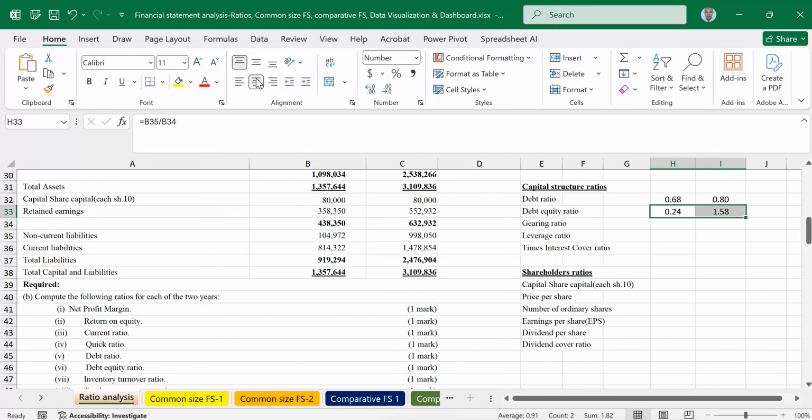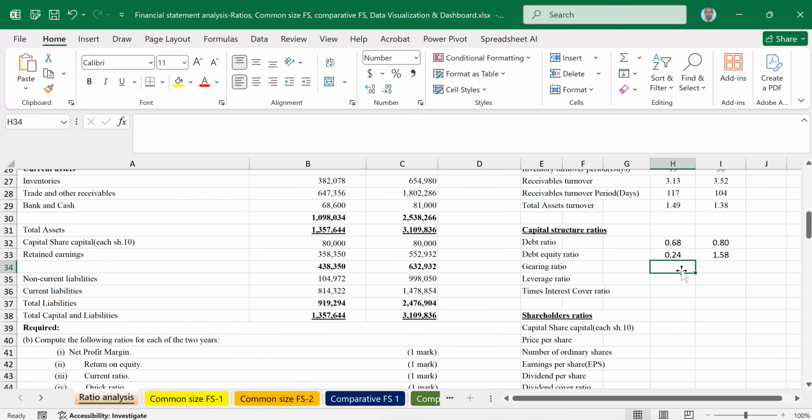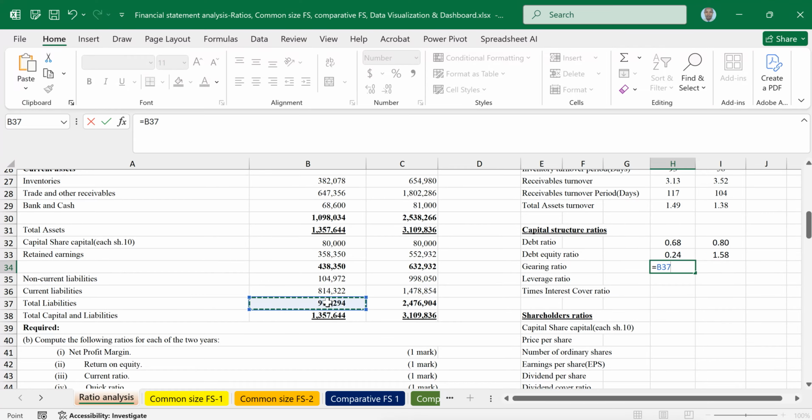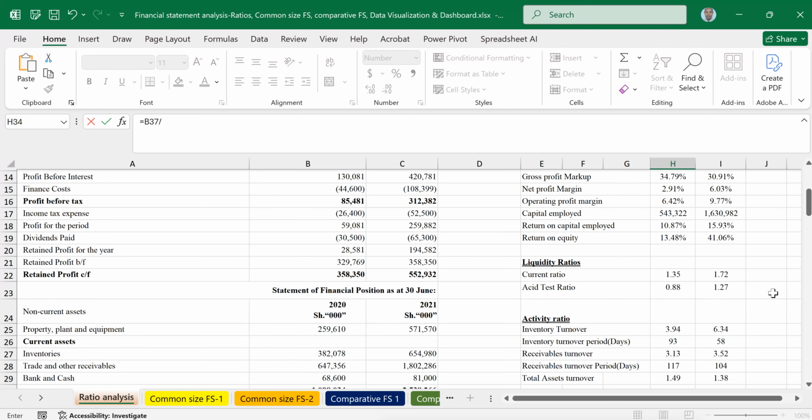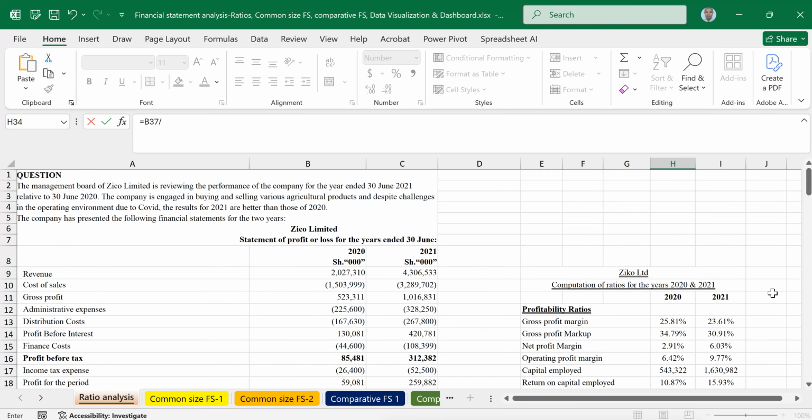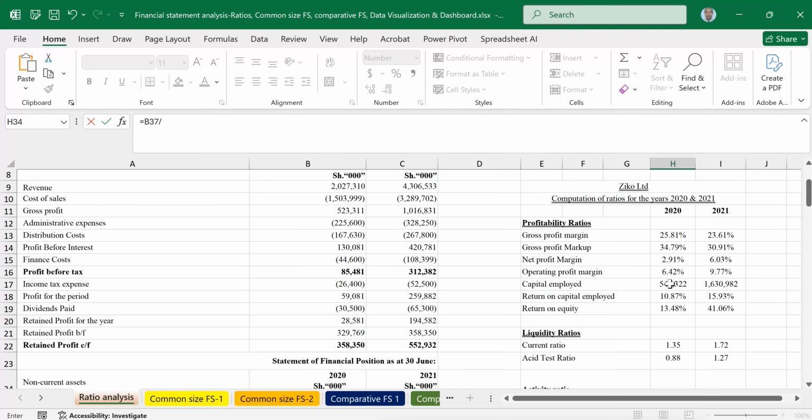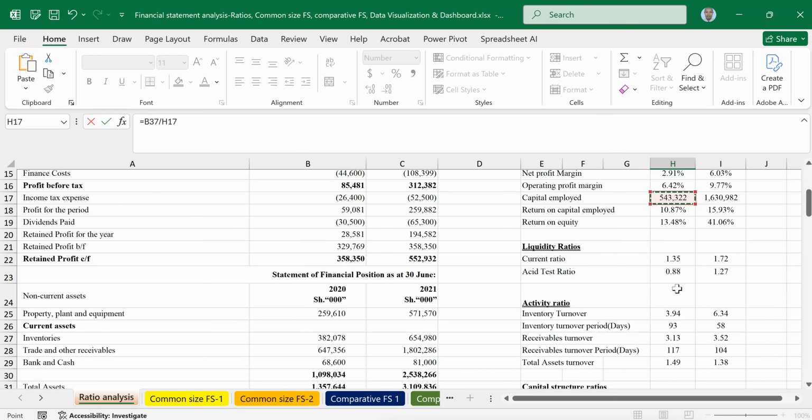The gearing ratio is debt over capital employed. Debt capital over capital employed. Debt capital is which one? Long-term liabilities, the debt capital over capital employed. Now, capital employed had been obtained up there under profitability, which is 543,322. Total assets minus current liabilities.